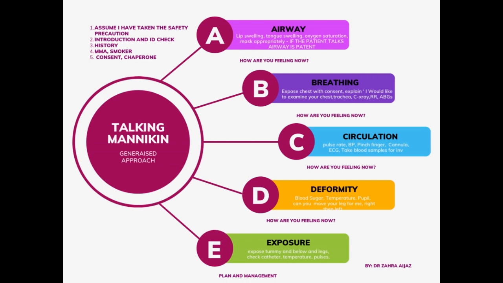Then, as you move on to your ABCD approach, according to the current event, first of all, begin with your history and your A approach, which is airway. In history, you have to ask about the current event. What happened? How did it happen? And when did it happen? Also, why did it happen?